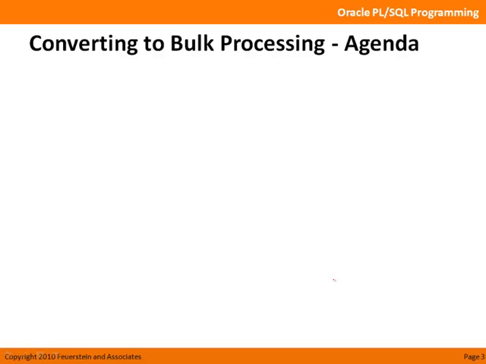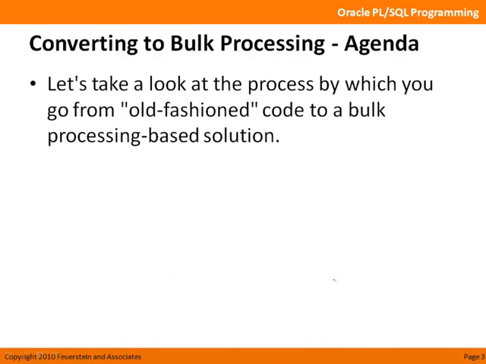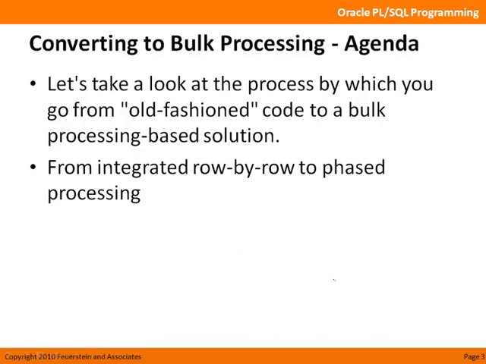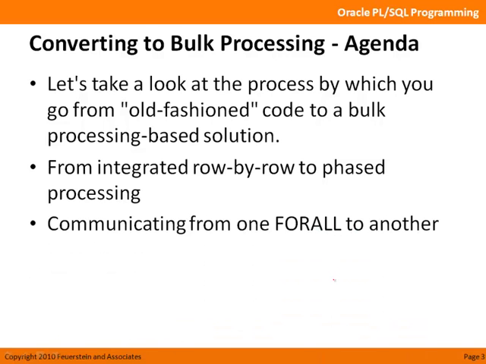So, converting to bulk processing, the agenda. We're going to take a look at the process by which you go from what I would consider to be old-fashioned code to the new approach using bulk processing features. Basically what it amounts to is going from an integrated row-by-row approach to phased processing. And we'll also take a look at what it takes to communicate from one FORALL statement to another and why that's necessary.